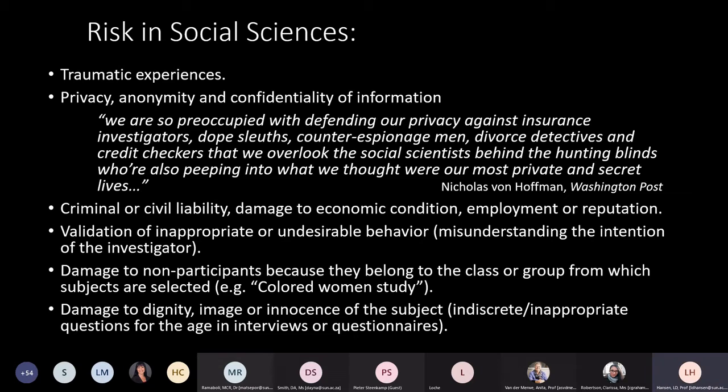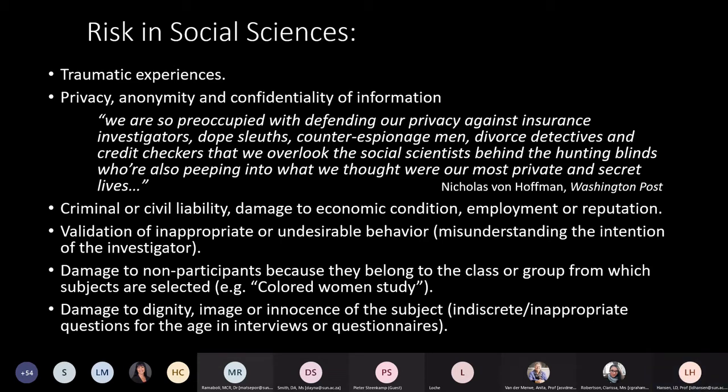And then it can also cause damage to the dignity, the image of innocence of a subject as a result of indiscreet or inappropriate questions for the age in interviews or questionnaires. And that's why we also always look very intensely at the questionnaires, at the data collection tools, and ask whether this is appropriate, whether the register is one that will be understood by a specific age group or section of society.